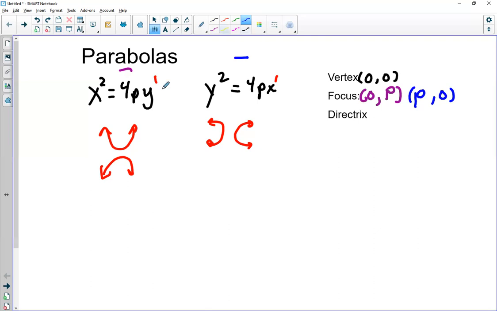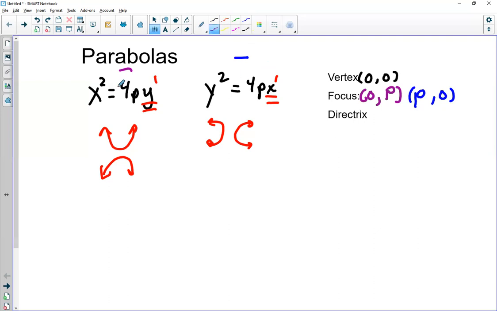Y squared or x squared determines if it's vertical or horizontal? Yes, but technically look at the single variable to make it easier, because otherwise you have to think of it in reverse if you look at x squared. So the y by itself means you go up and down, or vertical. And then x by itself will go left to right.